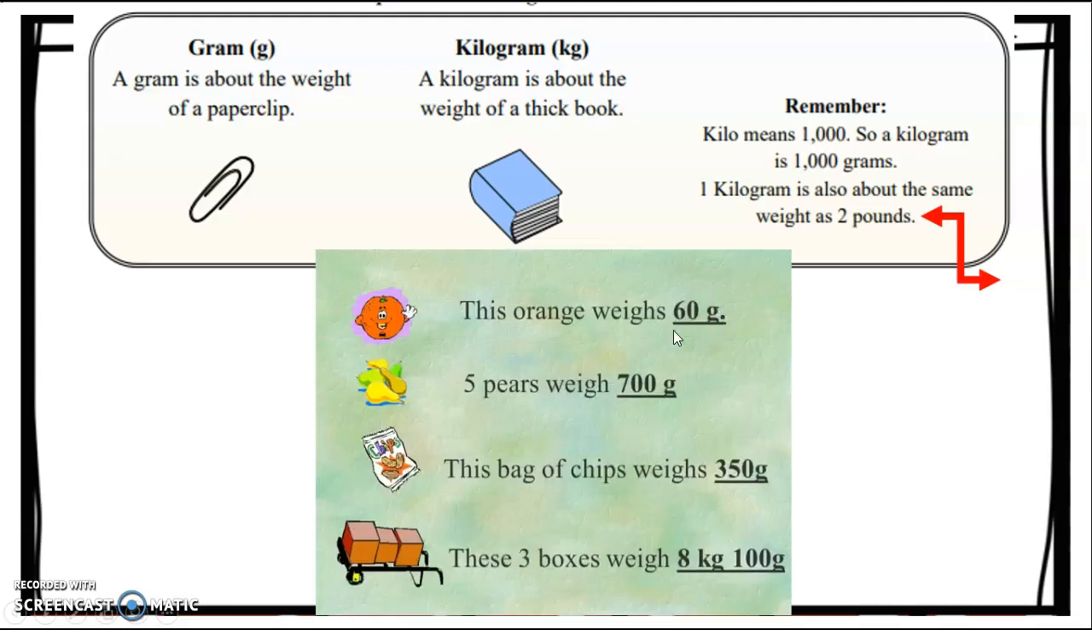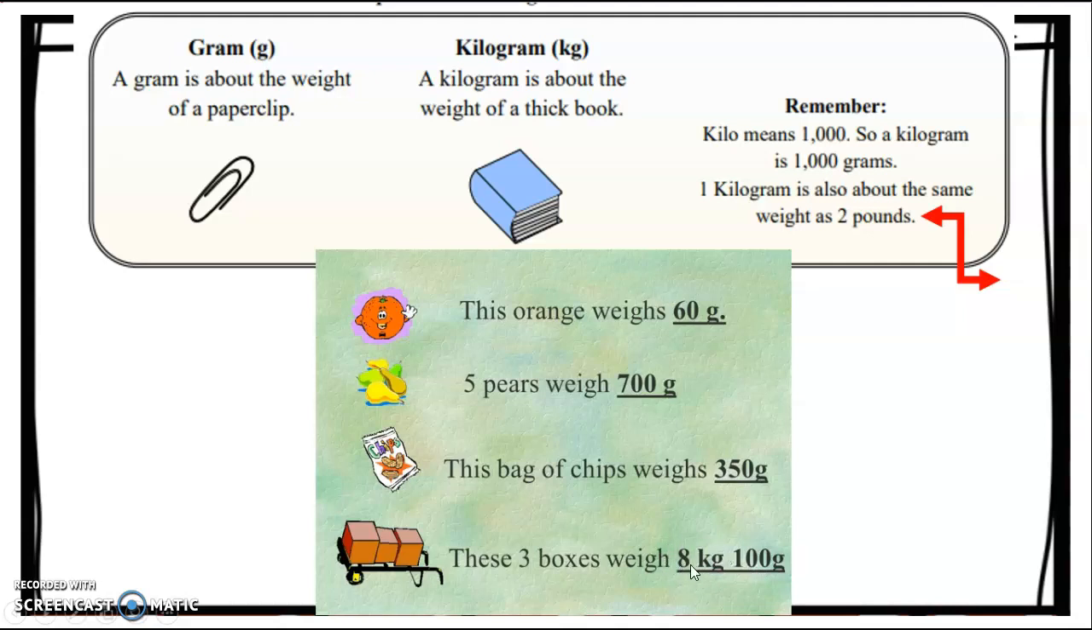This orange weighs 60 grams. Think of 60 paper clips. 5 pears weigh 700 grams. But remember, you have 5 of them, so that's why it's in the hundreds of grams. This bag of chips weighs 350 grams. These 3 boxes weigh 8 kilograms and 100 grams.